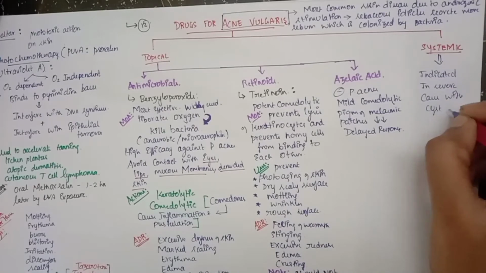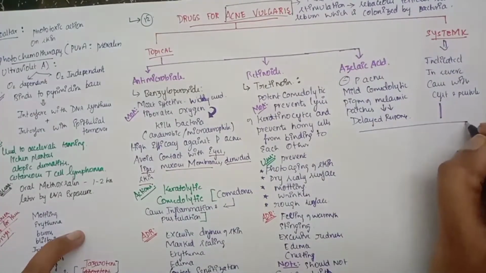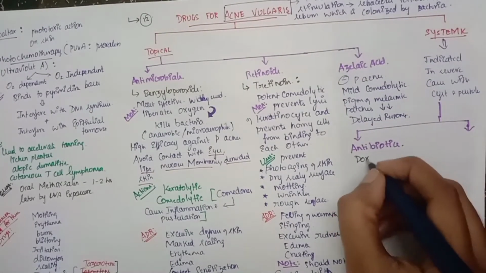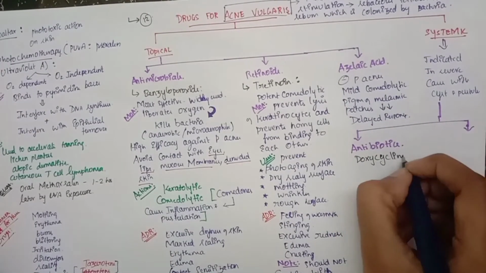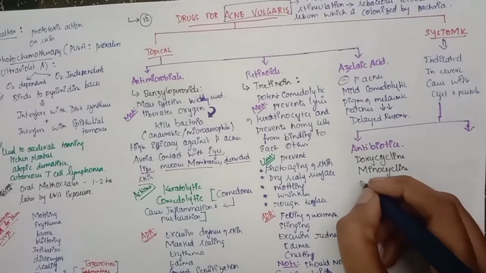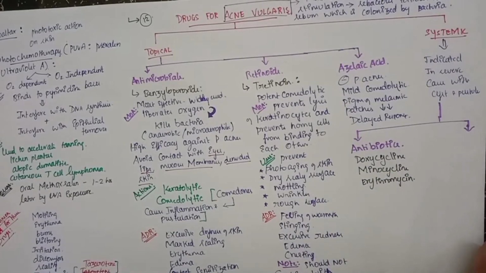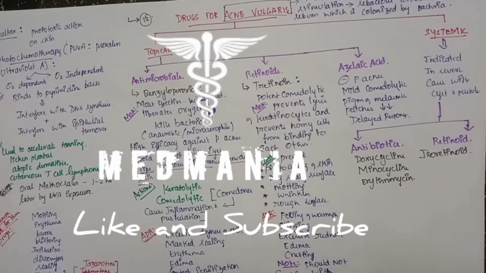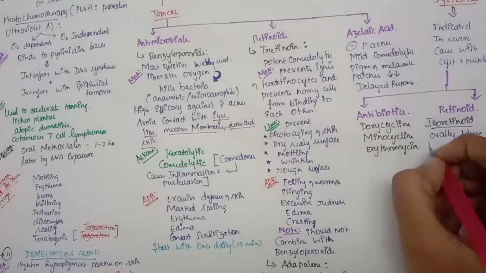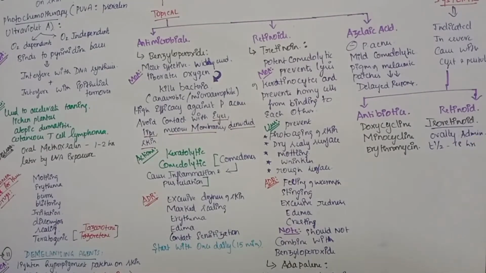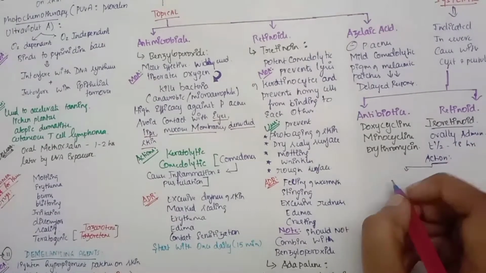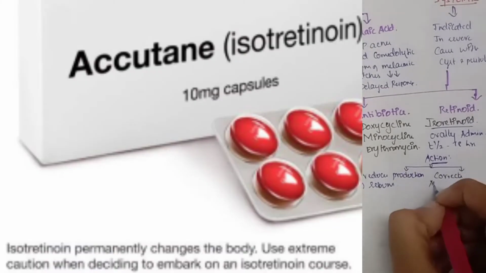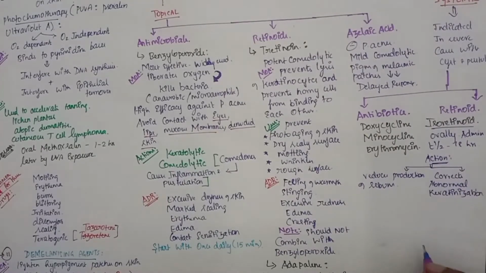The next group is systemic, which is indicated in severe cases with cysts and pustules. It is of two types: antibiotics and retinoid. Among antibiotics, doxycycline, minocycline, and erythromycin can be used in acne vulgaris. In retinoids, isotretinoin is used, which is orally administered and has a half-life of 18 hours. Its action is that it reduces the production of sebum and also corrects abnormal keratinization.